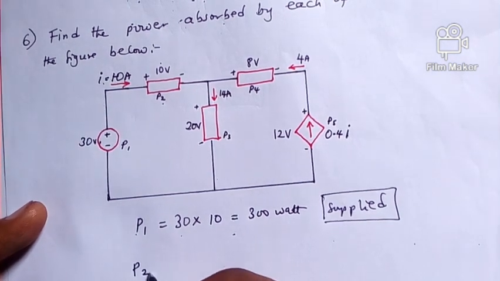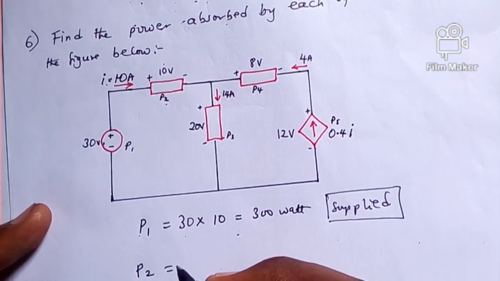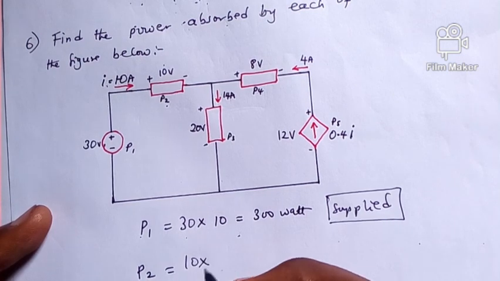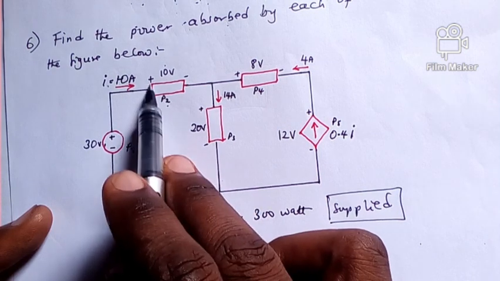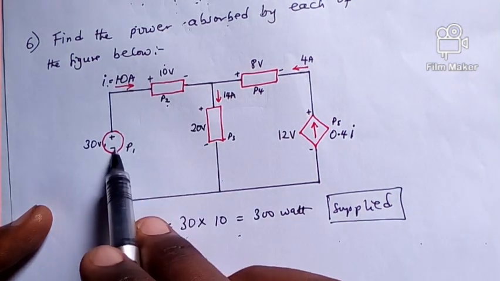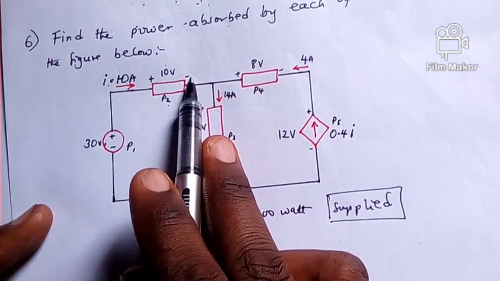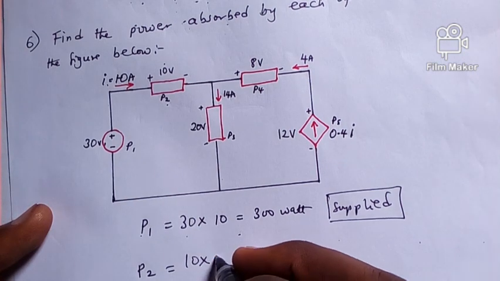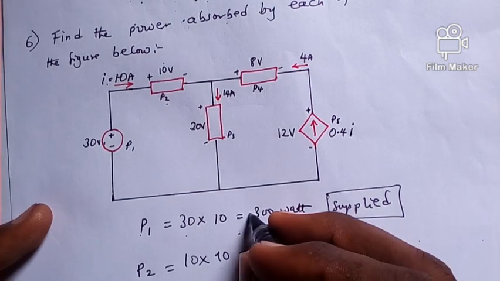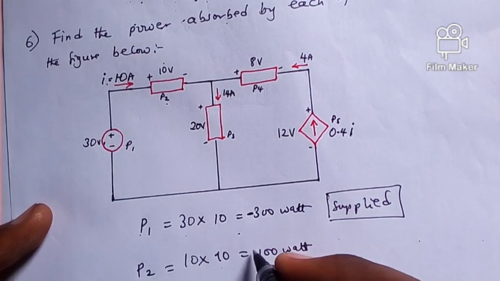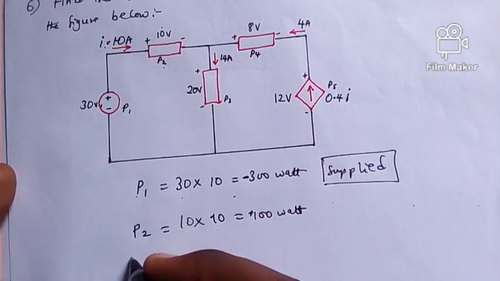So for power 2, feel free to pause the video and tell me what power 2 is. Power 2 is going to be 10 volts multiplied by the current, 10 amps, flowing from the positive to the negative. Remember, the first one was flowing from negative to positive. So this one is moving from positive to negative, meaning it is what? Absorbed. So when I push that out, it's going to be 10 times 10, and that is 100 watts. This is negative because it is supplied. This is positive because it is what? Absorbed. So that's for power 2.